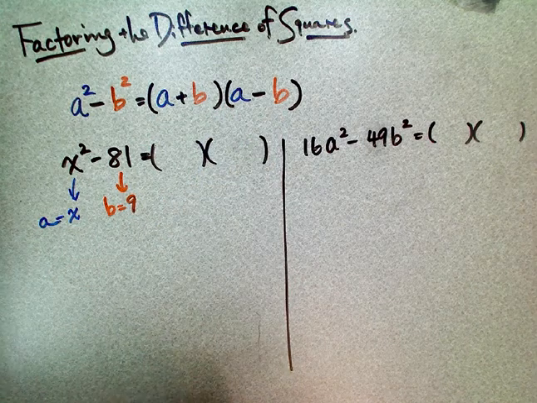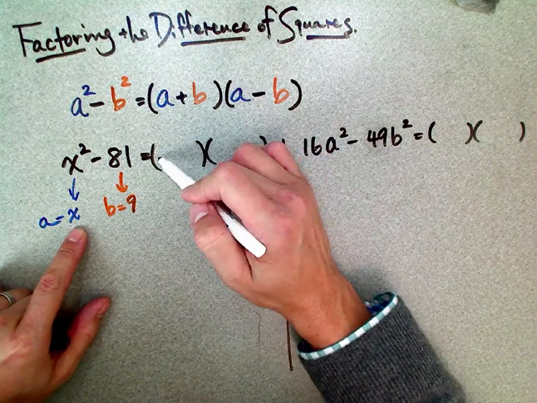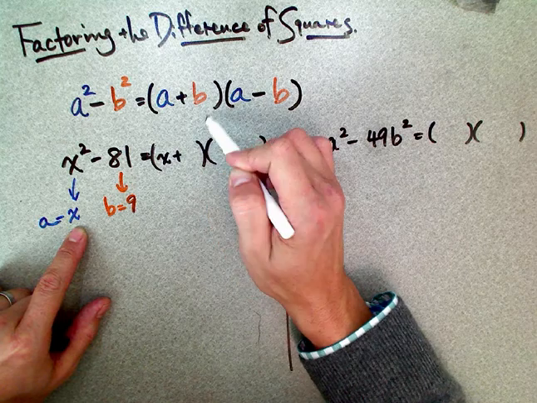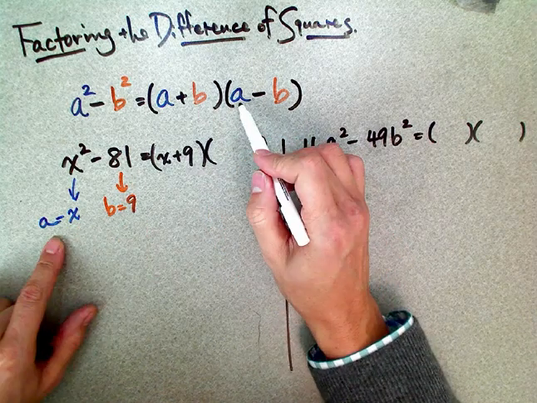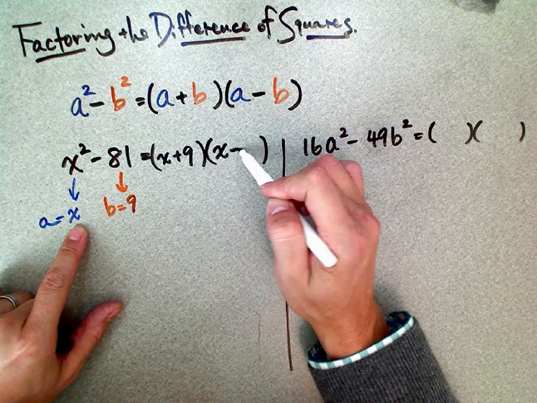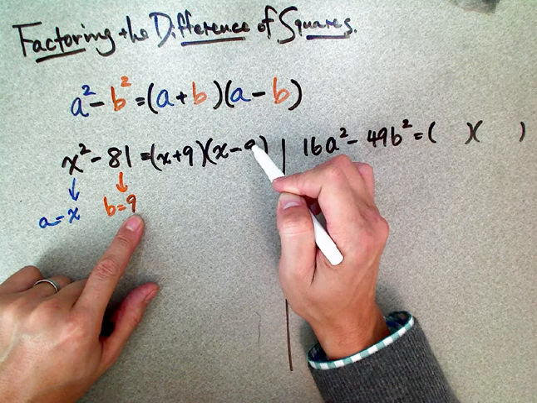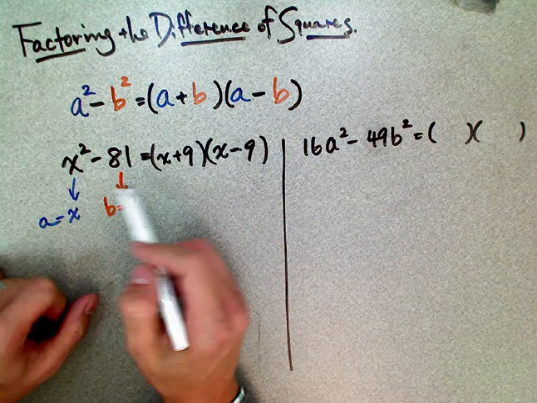So we'll have a, which is x in this case, plus b, which is 9 in this case, and then a, which is x here, minus b, which is 9. Okay, so this process is called factoring.